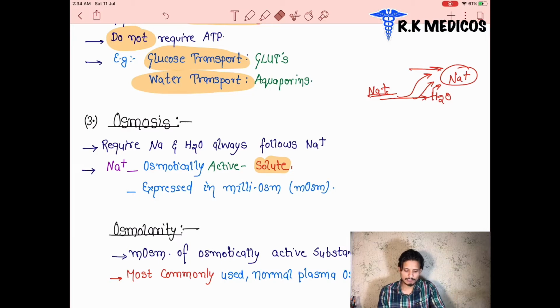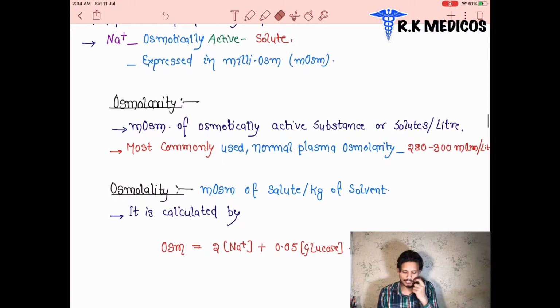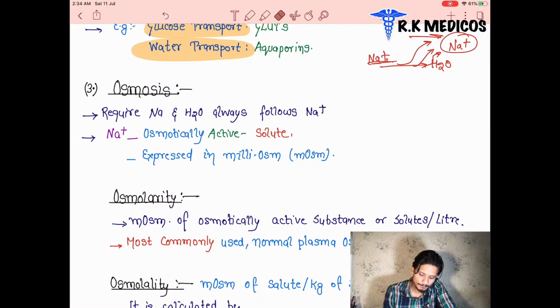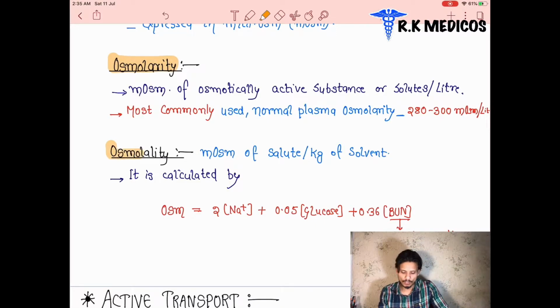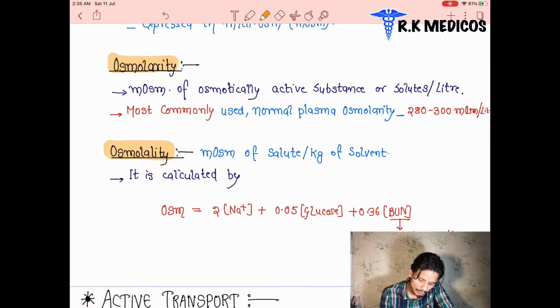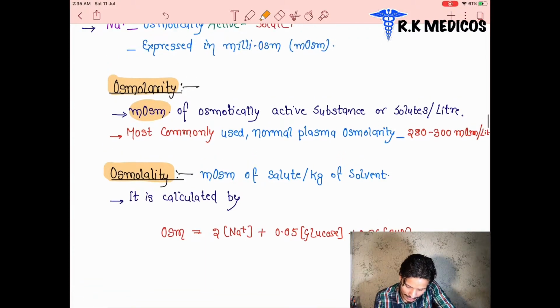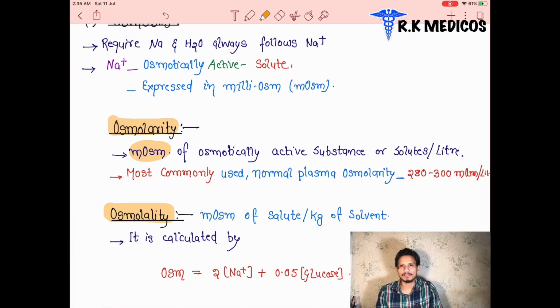Now we are going to discuss some definitions: osmolarity and osmolality. What does osmolarity mean and what does osmolality mean? First we are going to see osmolarity. Osmolarity is the milliosmol of osmotically active substance. When there is any osmotically active substance, its milliosmol unit is called the osmolarity.